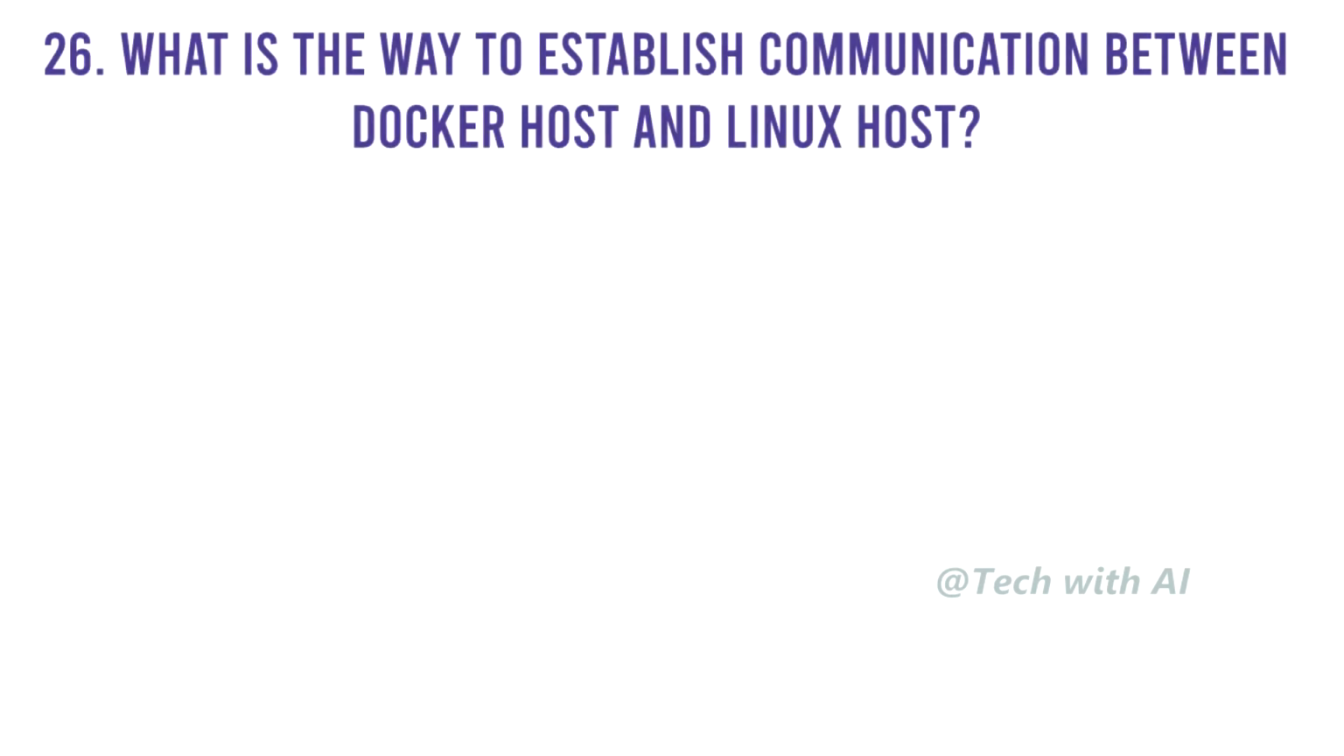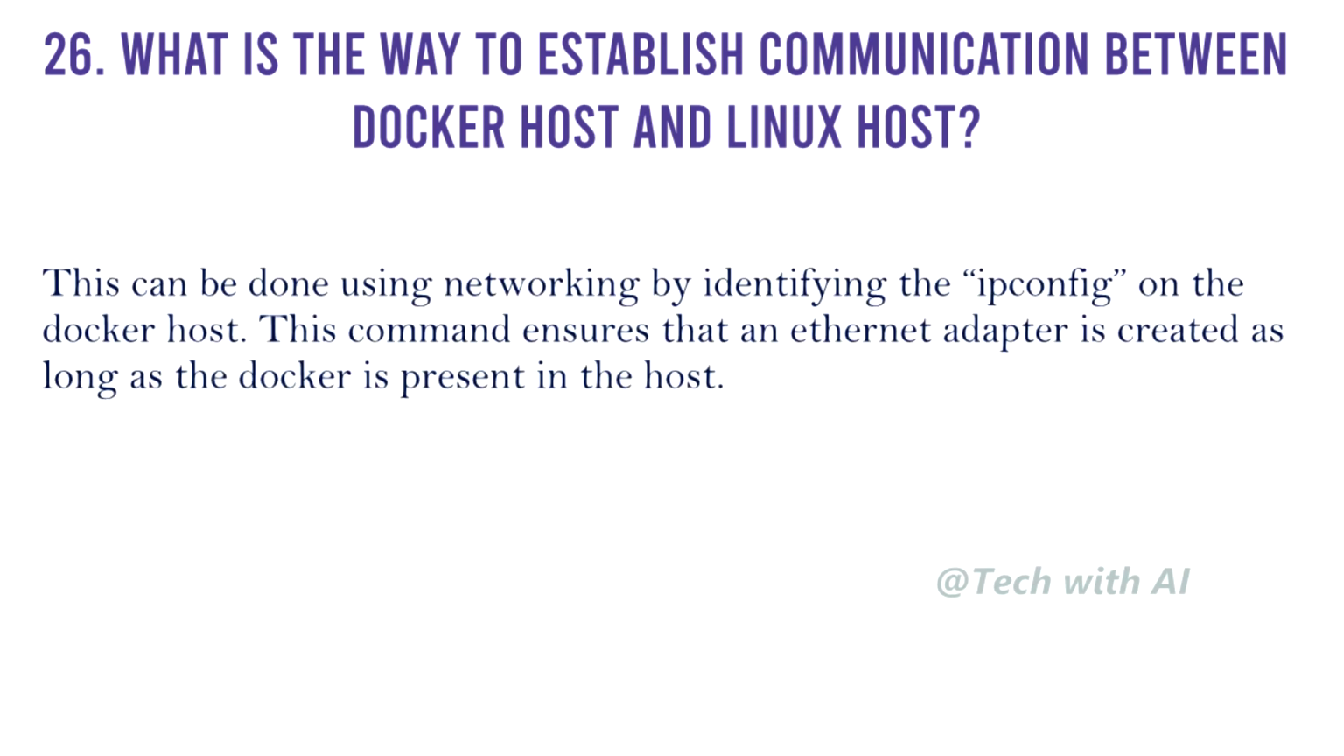What is the way to establish communication between Docker host and Linux host? This can be done using networking by identifying the config on the Docker host. This command ensures that an Ethernet adapter is created as long as the Docker is present in the host.